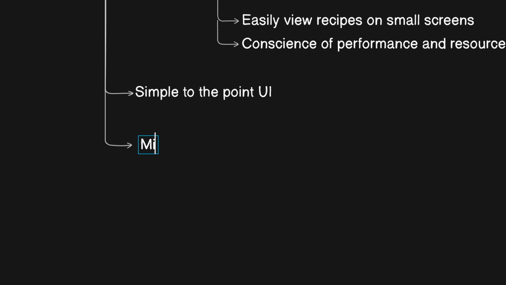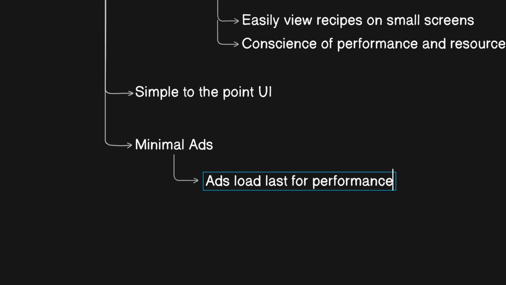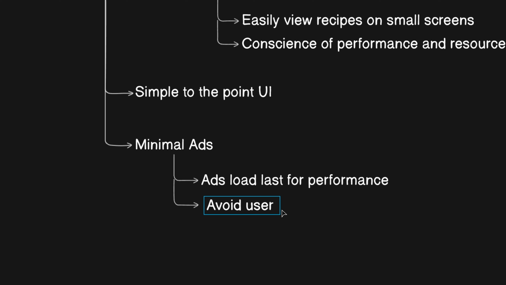We may still need to sneak in a single ad per recipe just to keep the lights on, so to speak, but I want to design the application in a way that the ad will load last and not be any hot zones where the user may accidentally click on it.